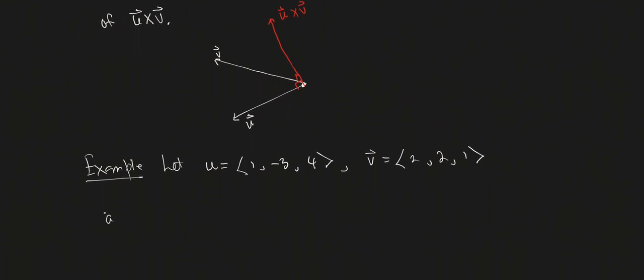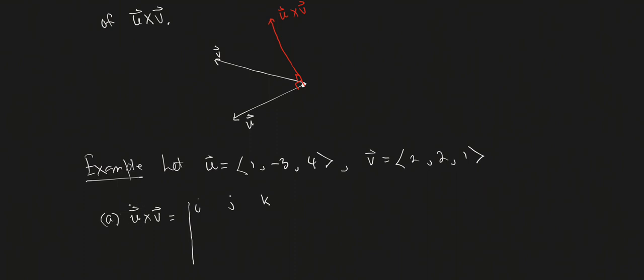So first, let's compute the cross product, since that's what this video is all about. Let's work on finding the cross product of these two vectors. What I will do is set up my 3 by 3 determinant, and you always fill out your first row with the standard unit vectors i, j, k.